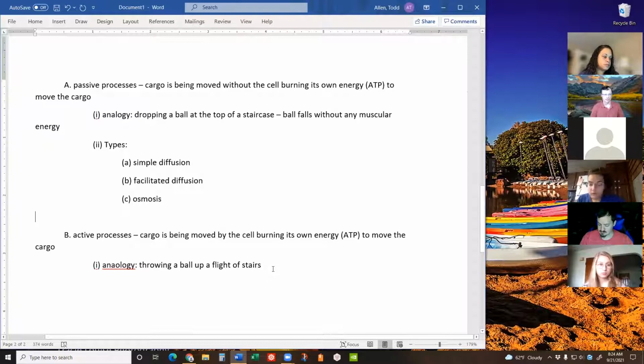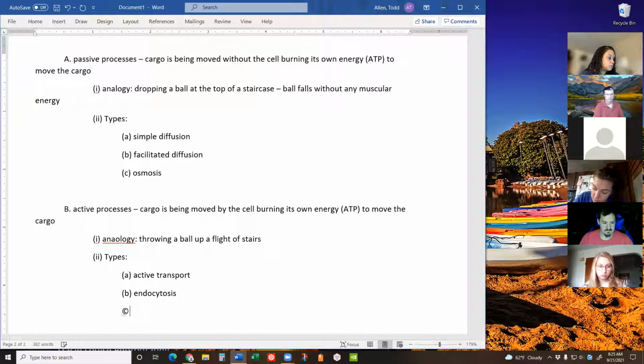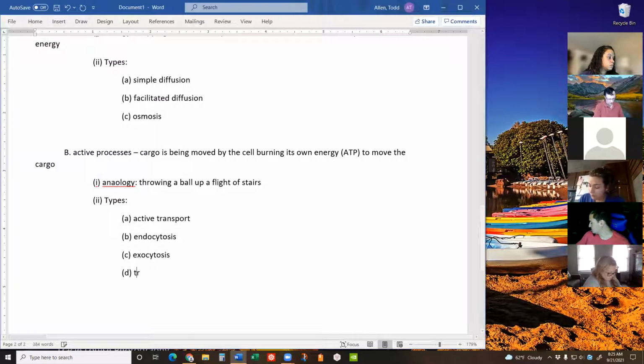Active processes, different types. We have active transport. We have endocytosis. We have exocytosis. And we have a weird thing called transcytosis.